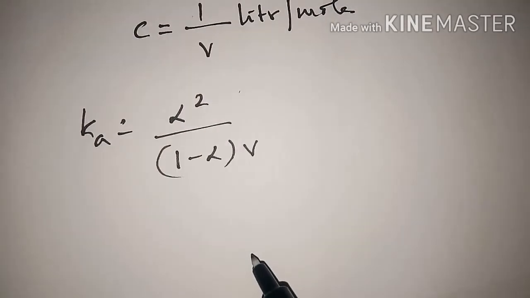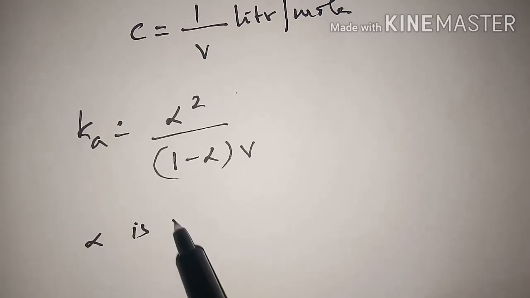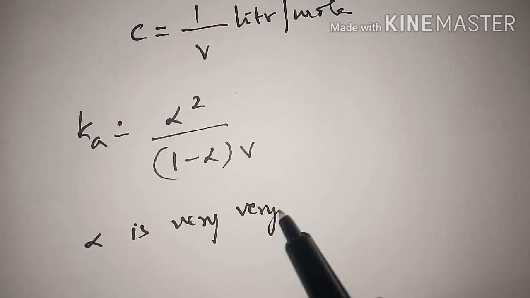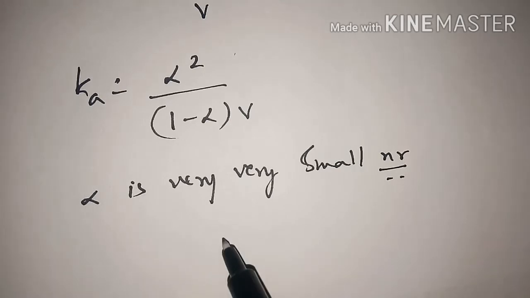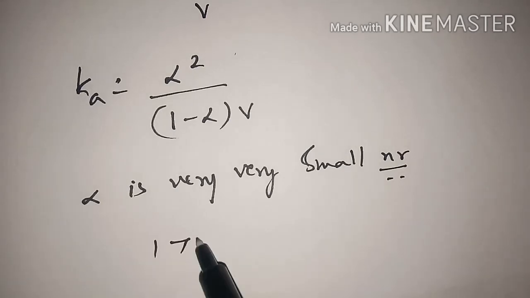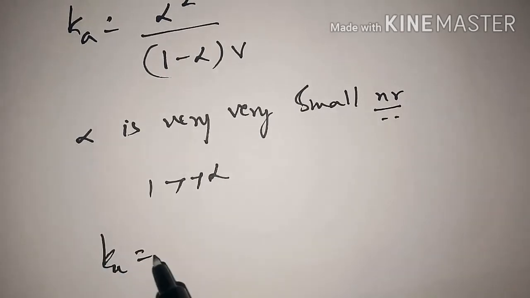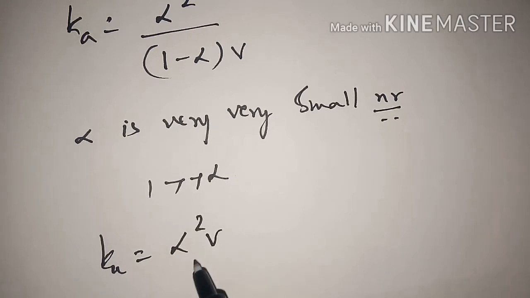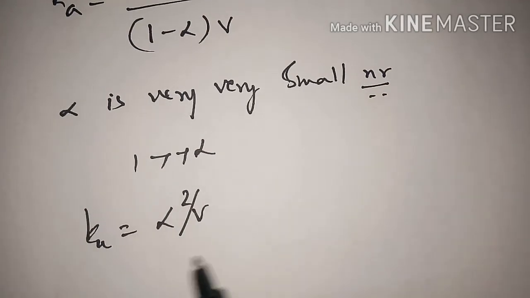Now here we can derive a mathematical equation. Alpha is a very small number compared to 1, on the order of 10 to the power minus 5 or minus 4. Since 1 is greater than alpha, we can neglect alpha in 1 minus alpha. If you neglect alpha, Ka is equal to alpha square divided by V.